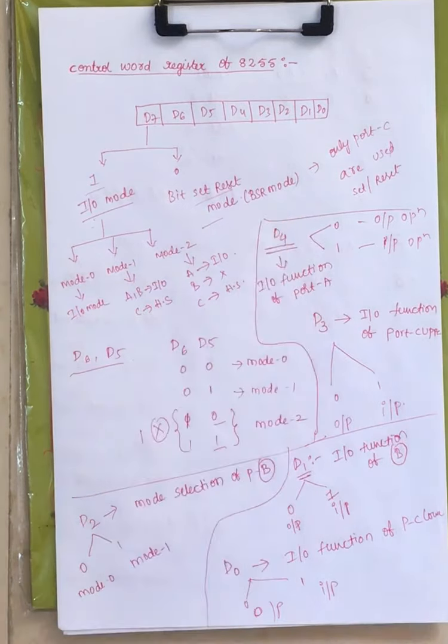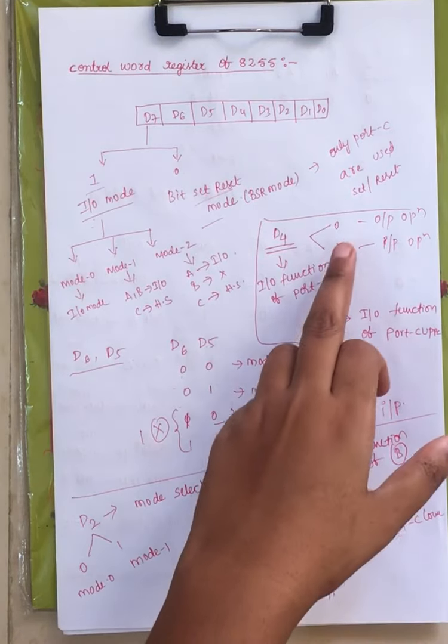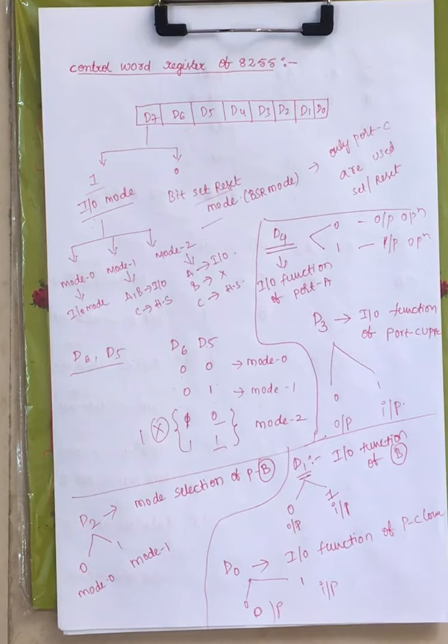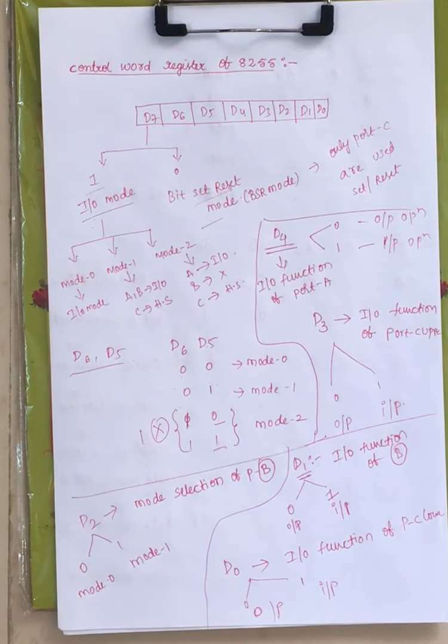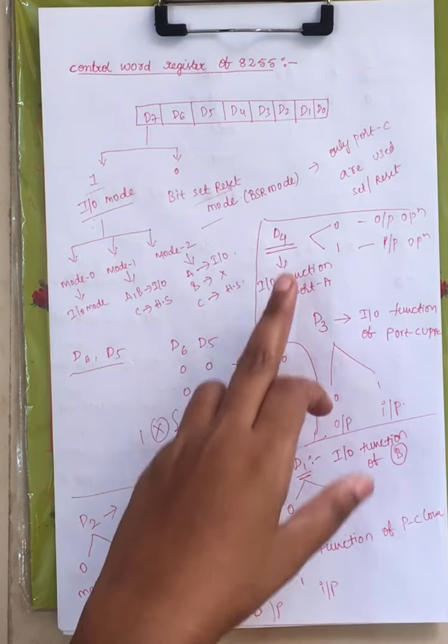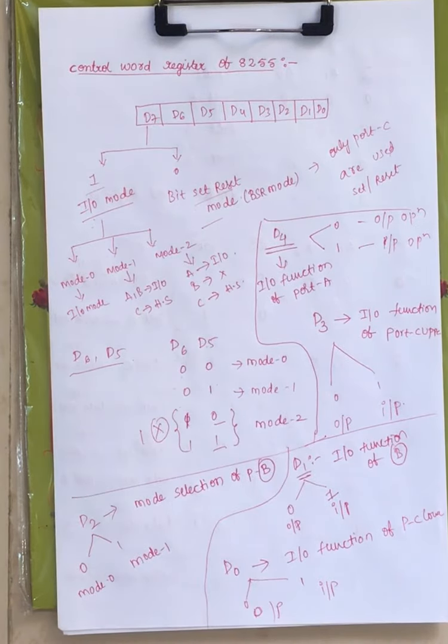Now coming to D4. The D4 bit will specify the IO function of port A. It will specify whether port A is performing input function or output function. For logic 0, it indicates port A is performing output operation. For logic 1, it indicates port A is performing input operation, right? Now that is about D4, which specifies the input or output function of port A.